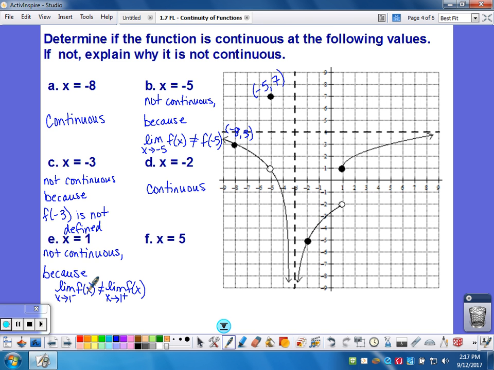All right, let's look at x equals 5. At x equals 5, there's not a dot on my graph, but there's not a hole or an asymptote to indicate anything out of the ordinary. So I know that this function is defined at 5, 3. My limit from the left is 3. My limit from the right is 3. So because my limit is the same as the value of my function, I can say that this is continuous. So that's how you can determine continuity based on a graph.